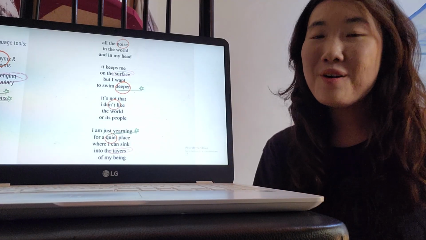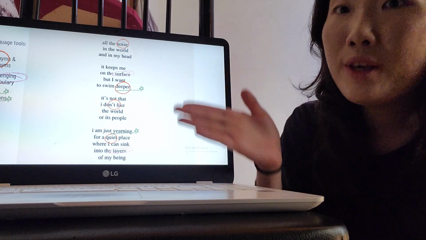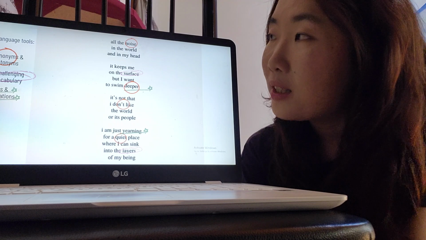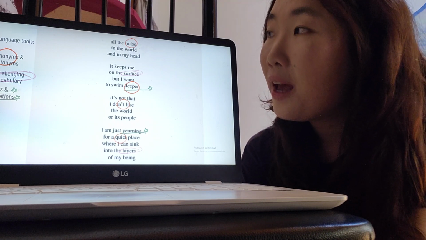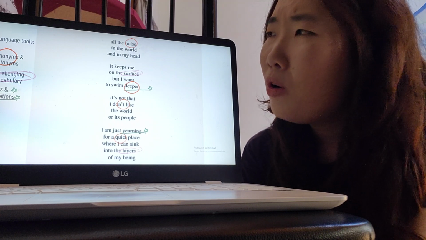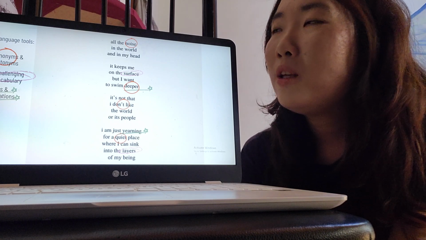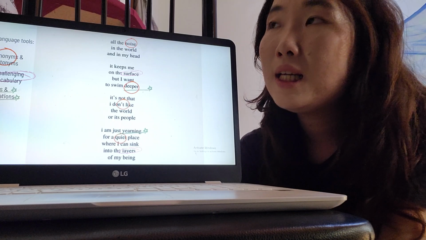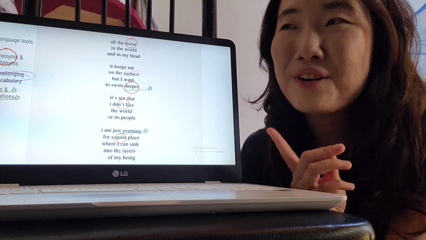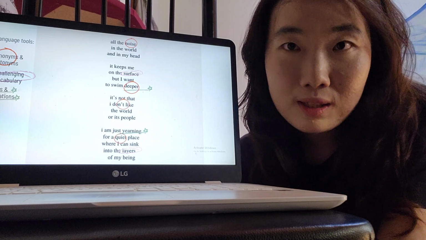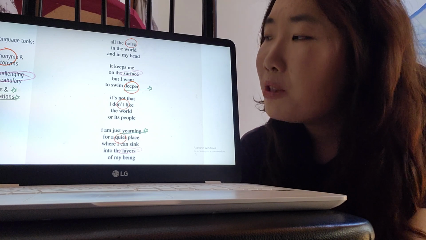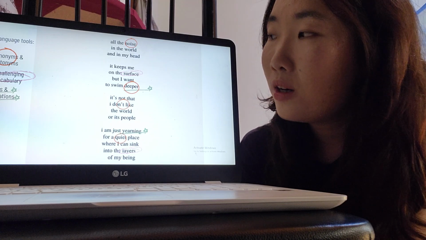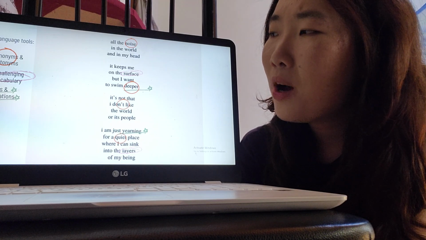Okay, so right now, here is a poem. I'm not sure if you guys can see well, but I'm going to read it to you. All right. So it says, all the noise in the world and in my head. All right, all the noise. What does noise mean? Here comes another question. What is a synonym for noise? Who can tell me? Jack? Ah, that's very good. So he said the synonym is voice, right? It keeps me on the surface, but I want to swim deeper.